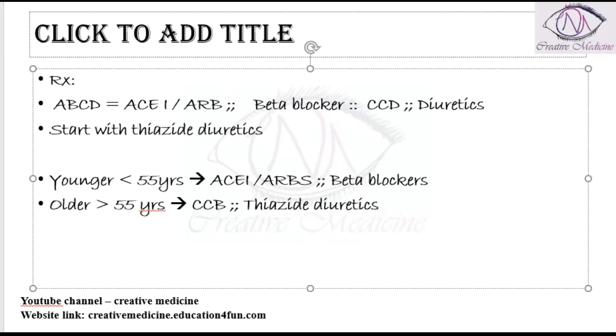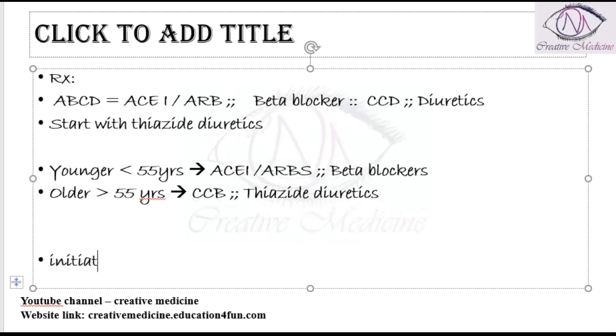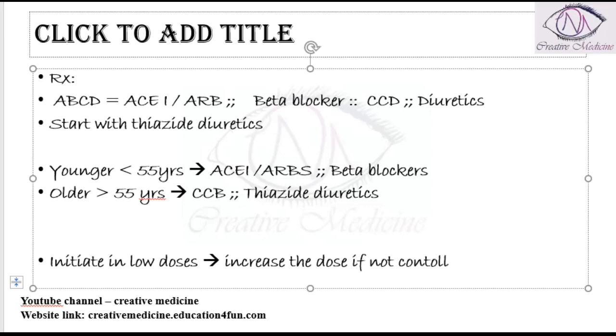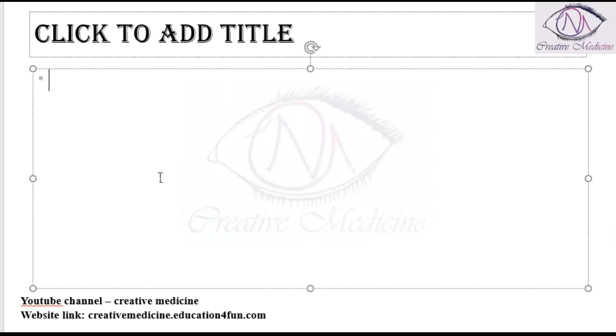All these drugs should always be initiated in lower doses, and slowly you should increase the dose, keeping in mind the side effect of hypotension. Because if you suddenly give a higher dose, then the patient might develop hypotension. If you do not increase the dose, then the antihypertensive medication may not be sufficient for decreasing the blood pressure of the patient. So we should start the patient first at lower doses and then increase the dose if the patient's blood pressure is not controlled.